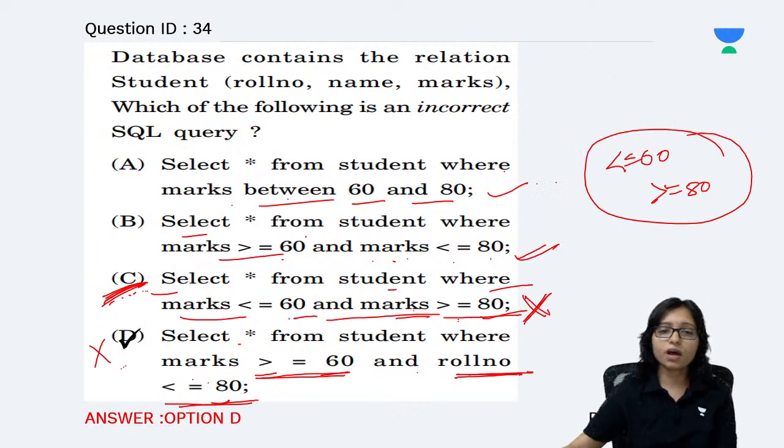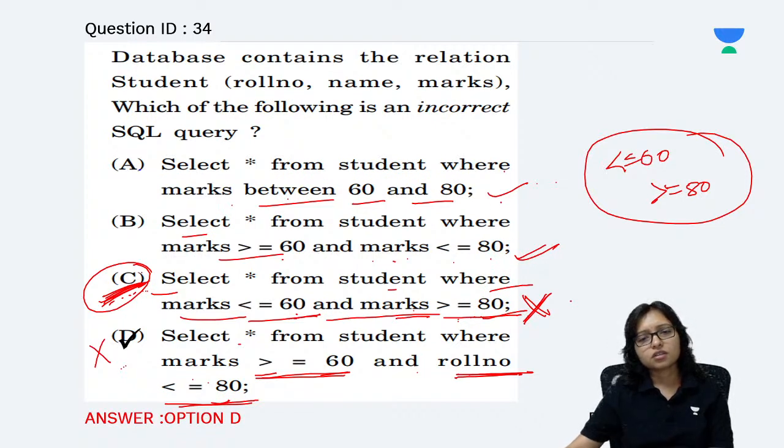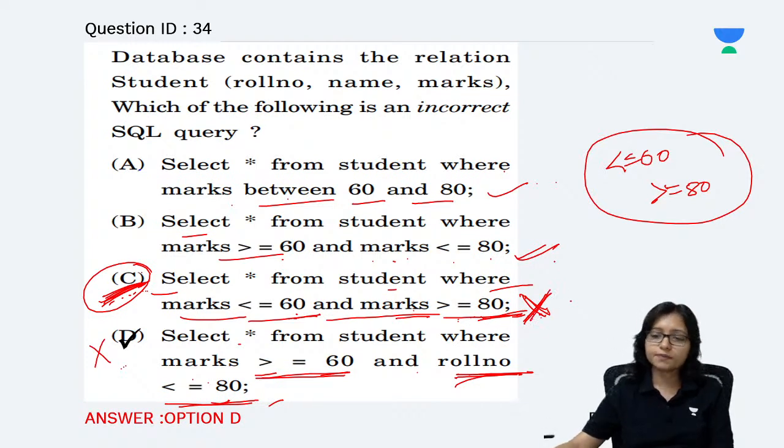Now, as per me, option C should be the correct one, because greater or equals to and less or equals to are actually not wrong. This is also valid, so we cannot say it is wrong. Here it is logically wrong, but for roll number it will also work. Roll number less or equals to 80 will also work. So logically this one is incorrect for me.